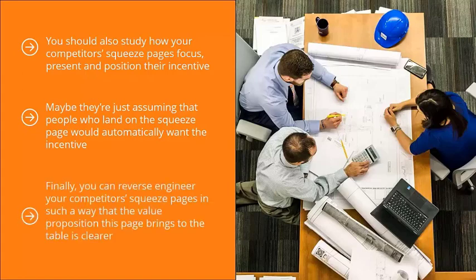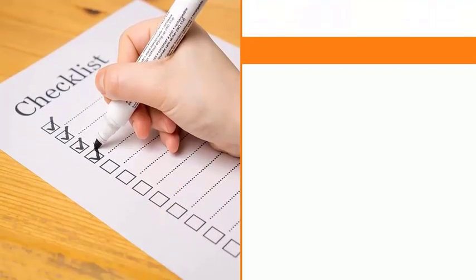Finally, you can reverse engineer your competitors' squeeze pages in such a way that the value proposition this page brings to the table is clearer. You have to remember that people are always asking, "What's in it for me?" You have to answer that question loud and clear. The value proposition that you bring to the table must be compelling enough for people to want to leave their email address. Make sure to do this.